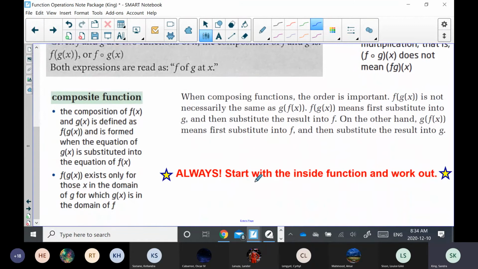Okay, so this is just saying what we're always going to do with these composite functions is we're going to work with the inner function. So in this example, my inner function would be G of X, and we're likely going to be evaluating something for G of X, and then whatever our evaluation is, whatever we get, we're going to substitute and put it in our F of X function.